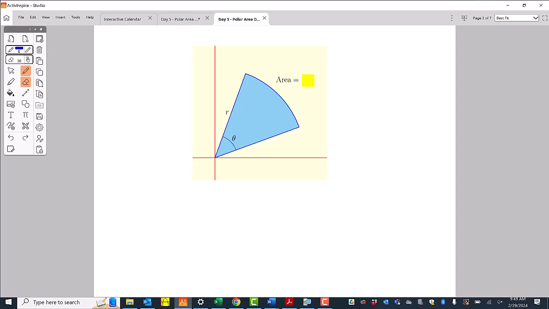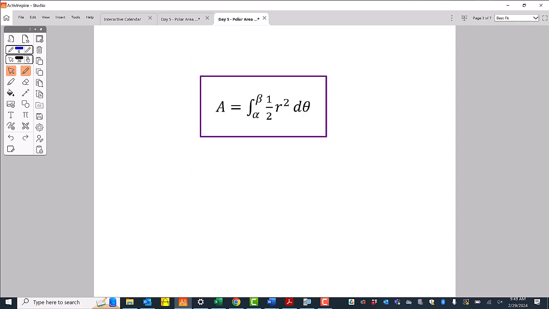So area of a sector, if you remember from geometry, area of a sector is r squared over 2 times theta. So that is the area of a sector. So we're going to be turning that into an integral and using this formula for area of a polar equation. Integral from a to b, 1/2 r squared d theta.